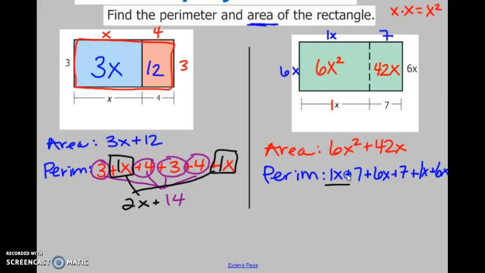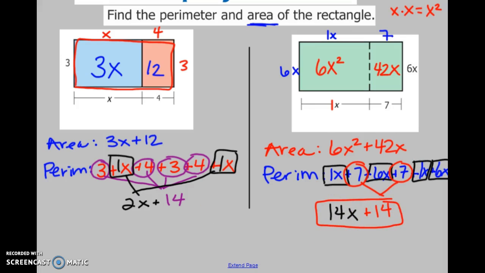So combining our like terms, combining our x's, 1x plus 6x would be 7x, plus 1 more is 8x, plus 6 more x's, it's going to give us 14x, and then we just have plus 7 plus 7, which gives us a regular 14. So our answer for perimeter is 14x plus 14.